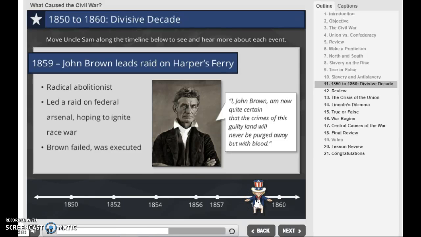But before his death, he left this grim warning for the future. "I, John Brown, am now quite certain that the crimes of this guilty land will never be purged away but with blood."